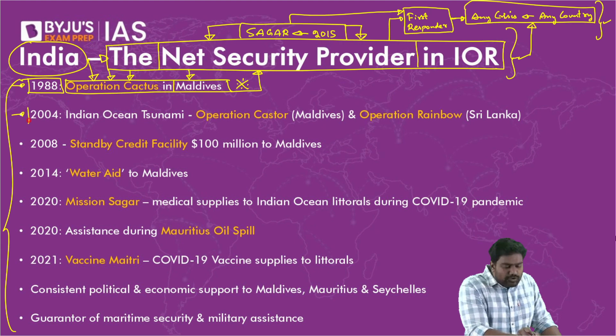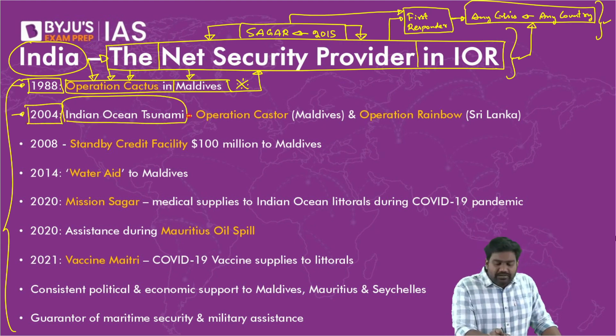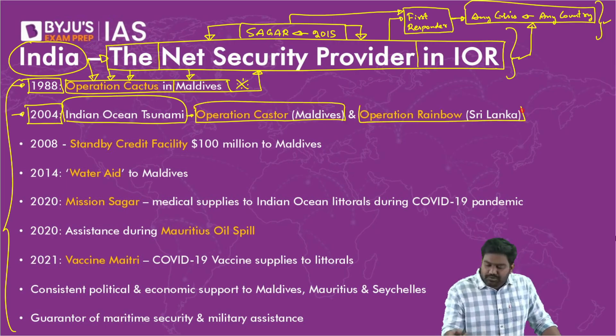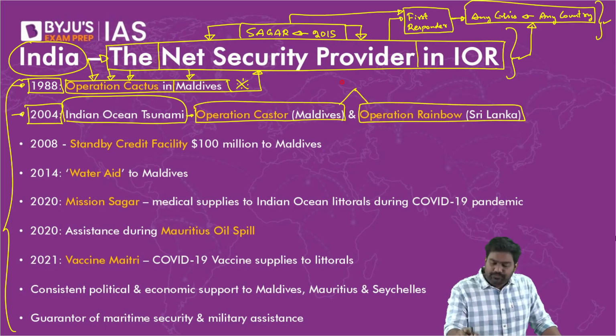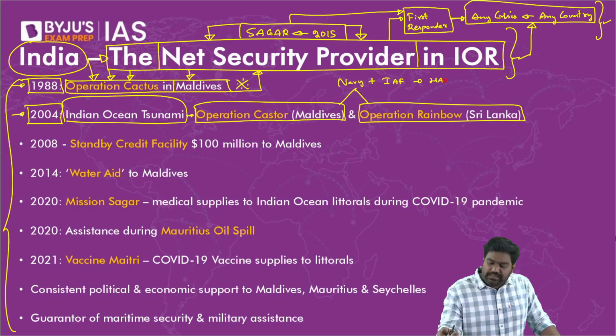During the 2004 Indian Ocean tsunami, when many countries were affected, we launched Operation Castor to help Maldives and Operation Rainbow to help Sri Lanka, where the Indian Navy and Indian Air Force provided HADR assistance.